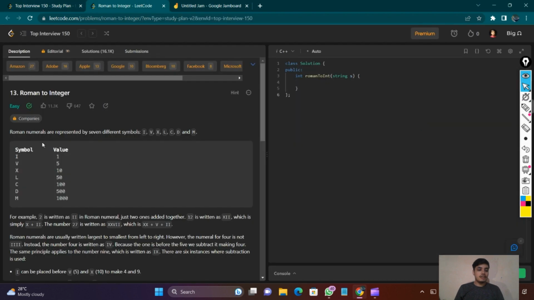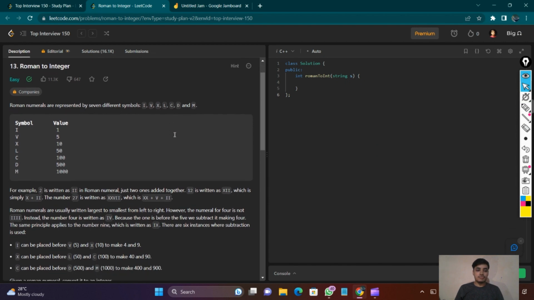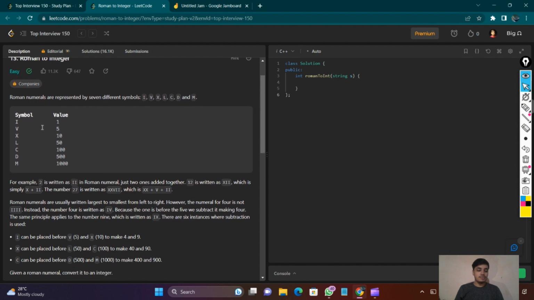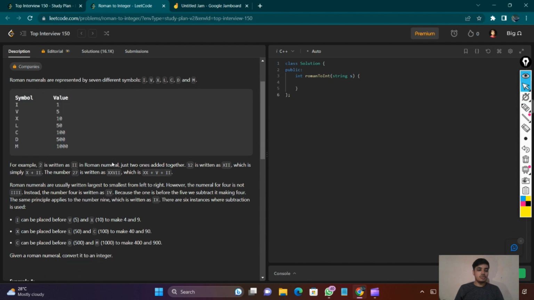It is given that Roman numerals are represented by seven different symbols: I, V, X, L, C, D, and M. So we are given the symbols and values for the Roman numerals also. Here I is representing 1, V is 5, X is 10, L is 50, C is 100, D is 500, and M is 1000. So these are the values for each symbol. Now what it is asking is that we have been given a Roman numeral and we have to convert it into an integer.